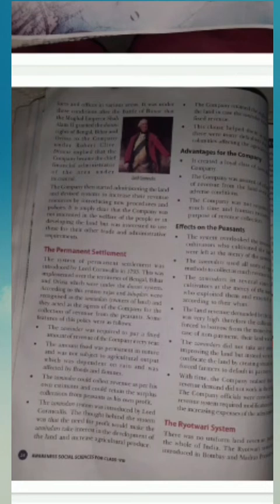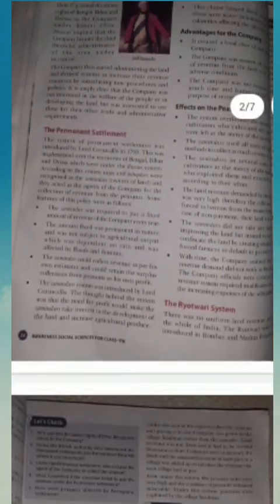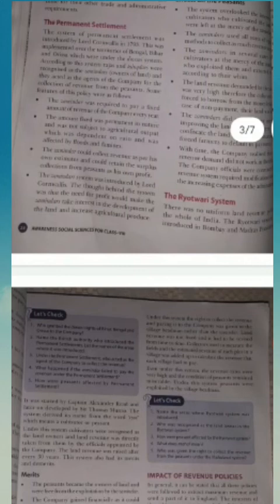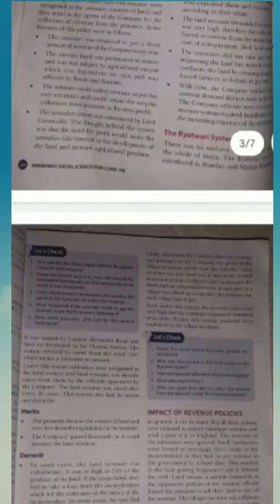recognized as the landowners, and land revenue was directly taken from them by the officials appointed by the company. And the merits of this system: peasants became the owners of the land and were free from exploitation by the zamindar. And the company gained financially as it could increase the land revenue. But there were so many disadvantages also. In most cases, the land revenue was exorbitant. It was as high as 50% of the produce of the land.